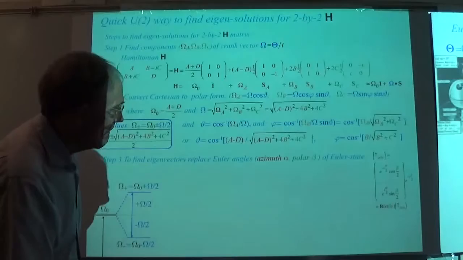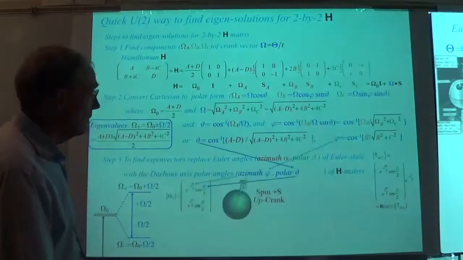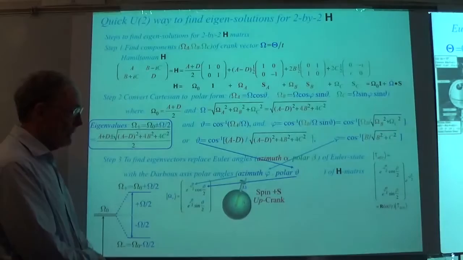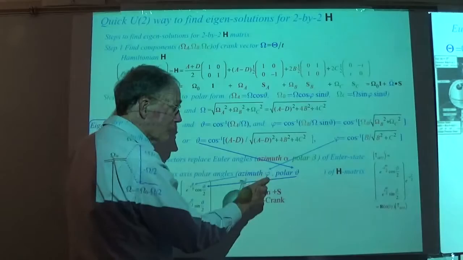Why would I do a thing like that? I would let the Darboux polar angles be alpha and beta. Why would I want to do that? Because I want to line the spin vector up with the crank. I want them to have the same polar angles. Okay? So this polar angle is going to go right there, and this azimuth that's right here is going to go right there. This guy is going to appear right where the alpha is, and the other one where the beta is.